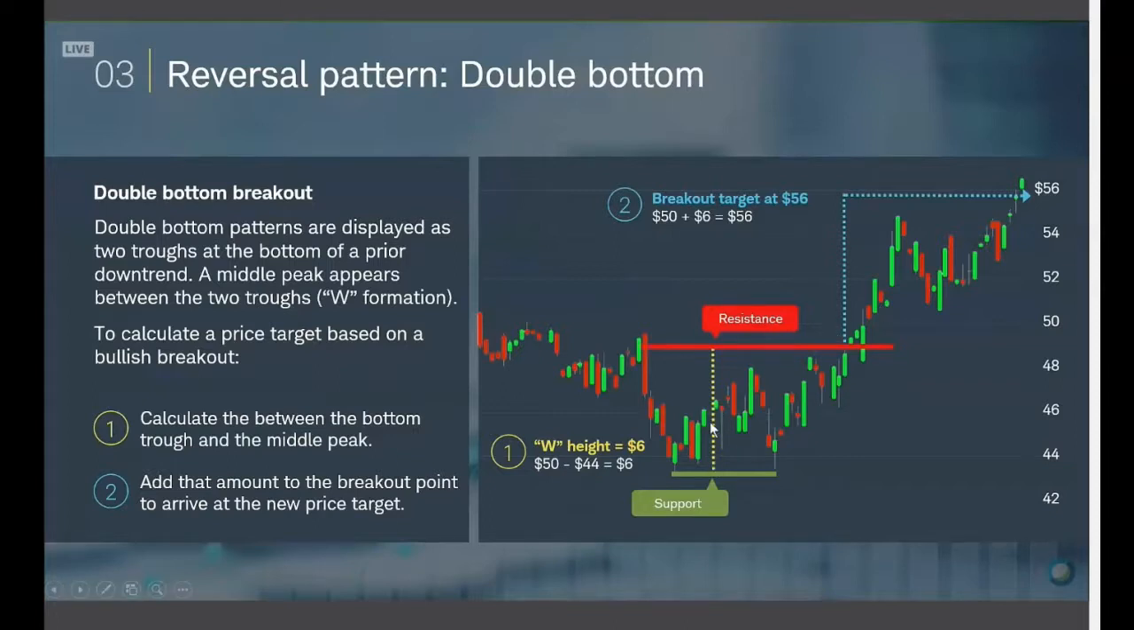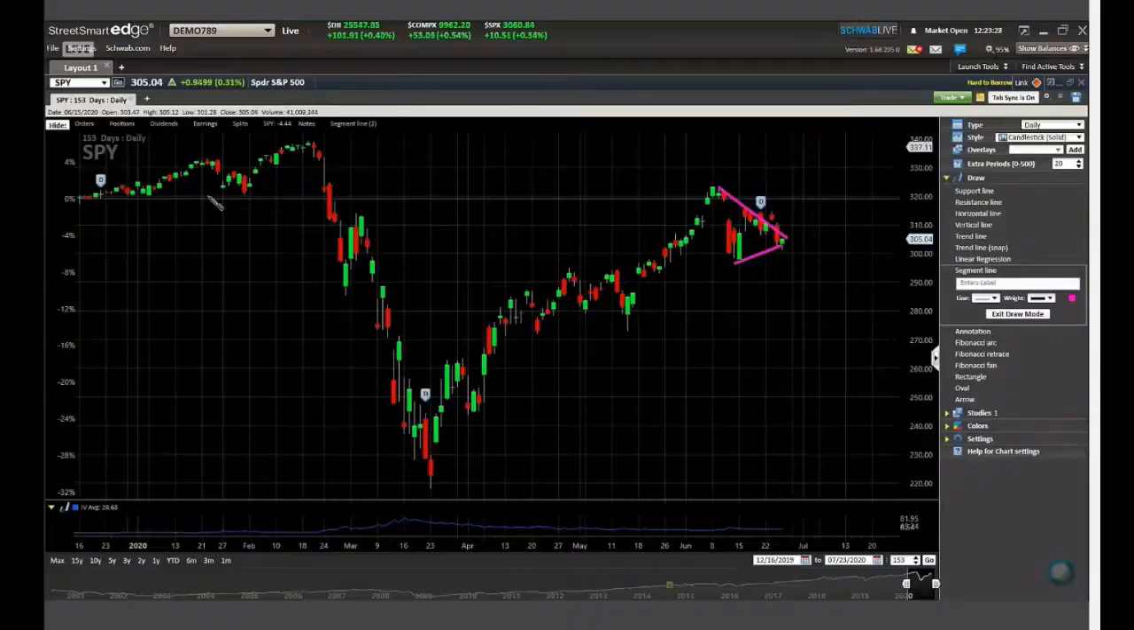Where do you think it's going to go? Once again, it's that measured movement of the W pattern. Now, I don't recall seeing any W's forming. In the overall market, you've got that V shape, which is great. Hopefully that holds.